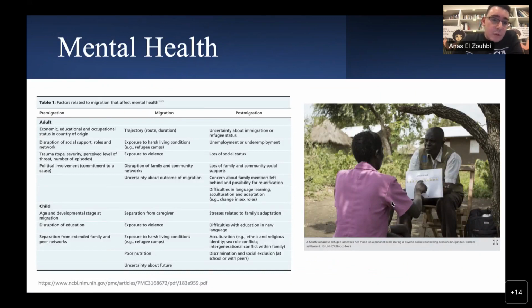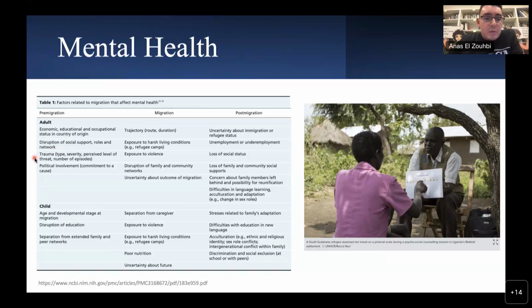Mental health is another big one. Mental health is a serious problem among refugees. This table is nicely summarized. It divides it into adult and child. Adults seem to be suffering from mental health issues for various reasons, some of which are economic, others are disruption of social networks. So not all refugees end up in the same place. Not all of them are forced to migrate. So this sudden disruption of social support or social networks may leave them suffering from serious mental illnesses.